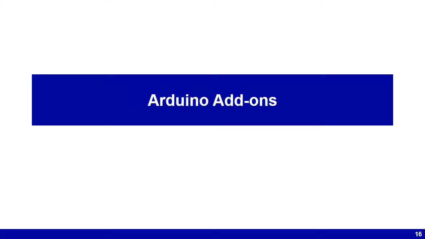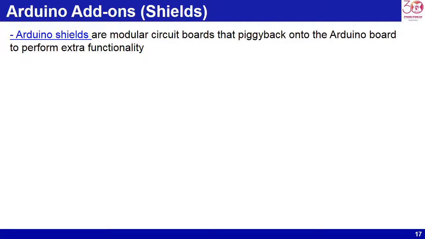In this section, I will explain Arduino add-ons, which are shields, modules, sensors, and actuators. There are shields, which are modules and actuators that are used to attach add-ons to the Arduino board. There are many kinds of Arduino shields.